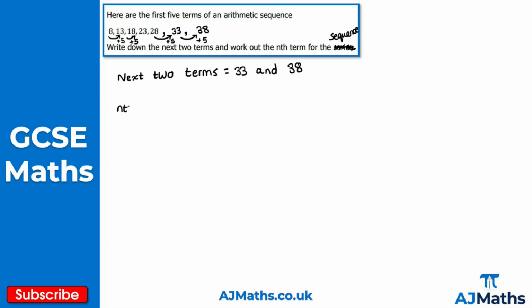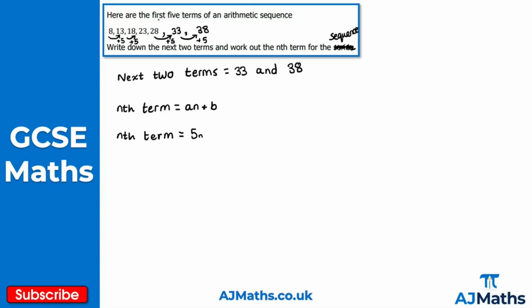Let's just write this down here. For the nth term, just remember that the nth term is of the form an plus b. If this is the formula for the nth term, what I need to find now is the an part, and the way we do that is to find the difference, which we've already done. We just add 5 to get to the next term. So my formula for the nth term will begin with 5n, and now we need this plus b here.